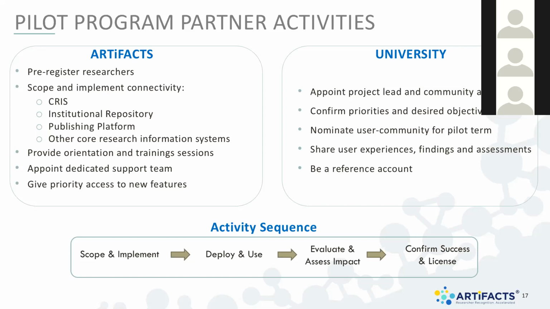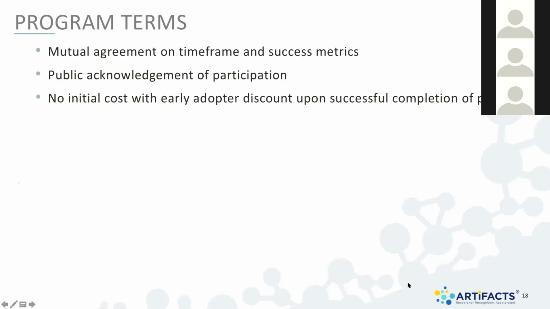Fourthly, to share user experiences, findings, and any assessments. We will most definitely facilitate that by offering survey questions and whatnot to efficiently collect feedback. But we're really interested in hearing from you and your user community, and ask that you acknowledge and be a reference account. The activity sequence is really quite straightforward. These general steps where we initially scope, together we scope and implement. We deploy and make the system available for use and provide support throughout, putting you in a position to evaluate and assess for yourselves the utility and the impact that the system has and the potential it has. And upon success, put you in a position to license the system.